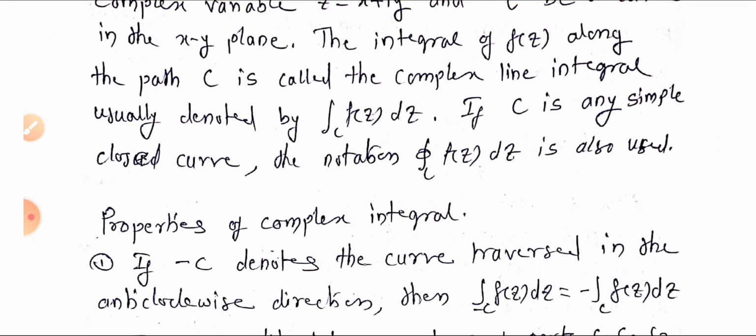So, properties of complex integrals. This is the definition of a complex integral. Now the properties. If minus C denotes the curve traversed in the opposite direction, then integral over minus C of f(z) dz equals minus integral over C of f(z) dz.